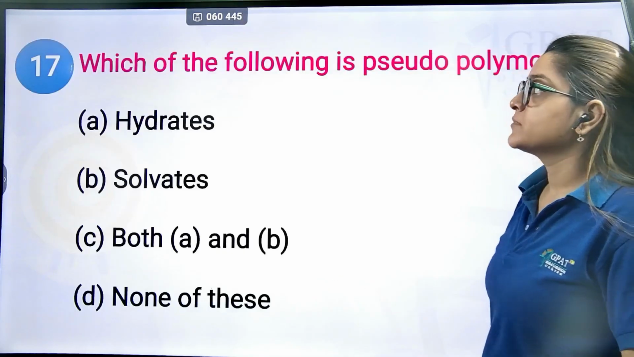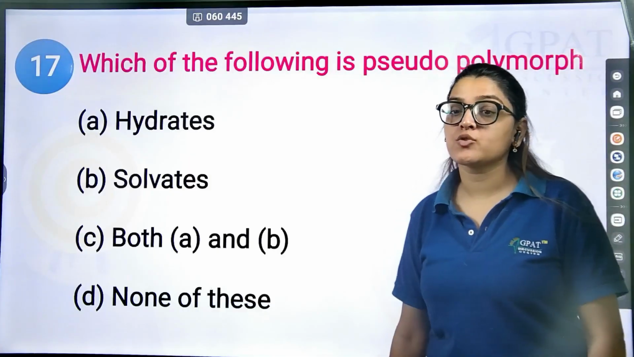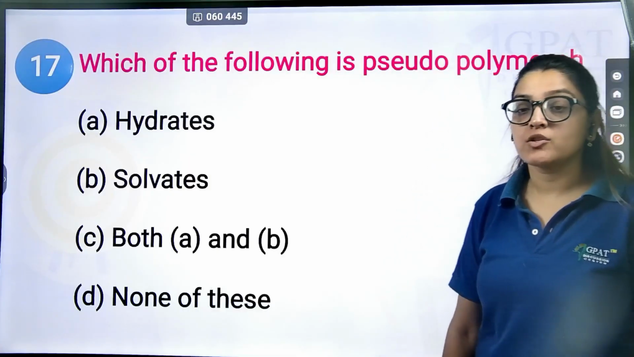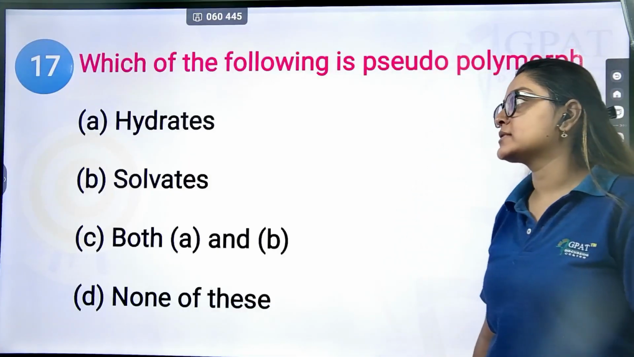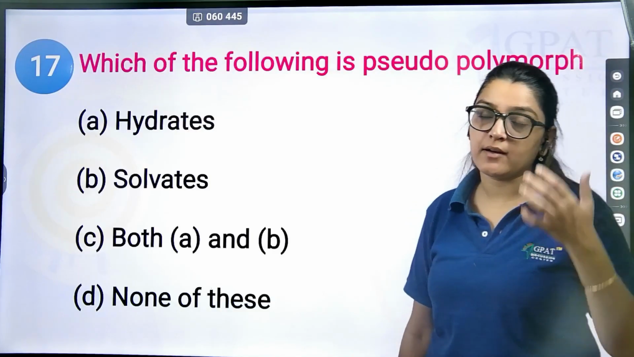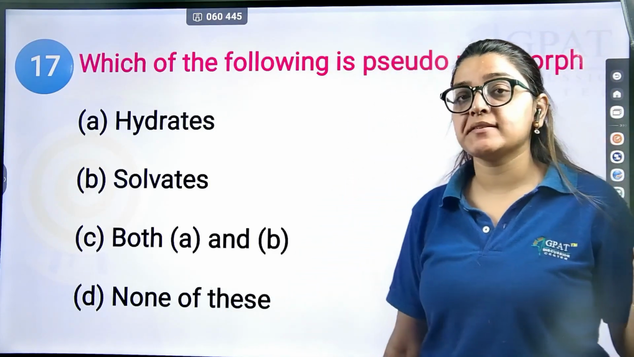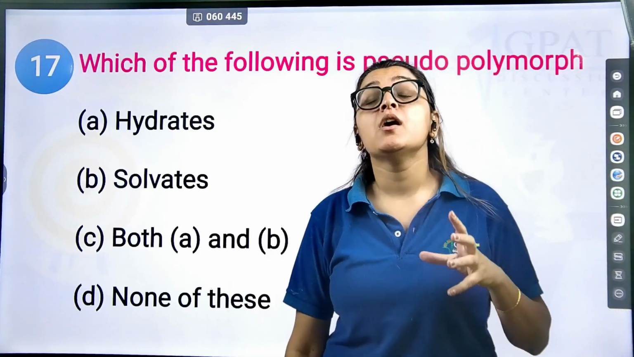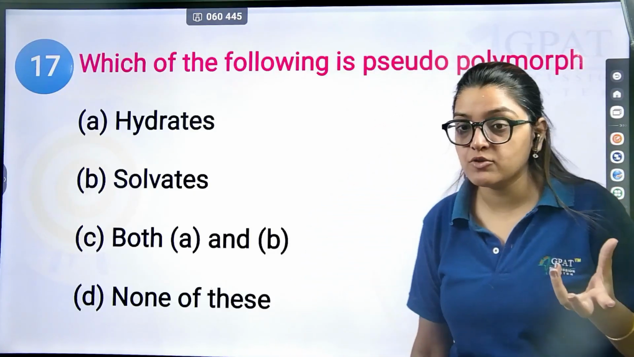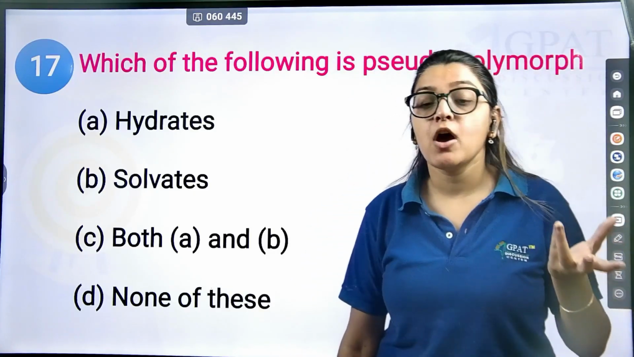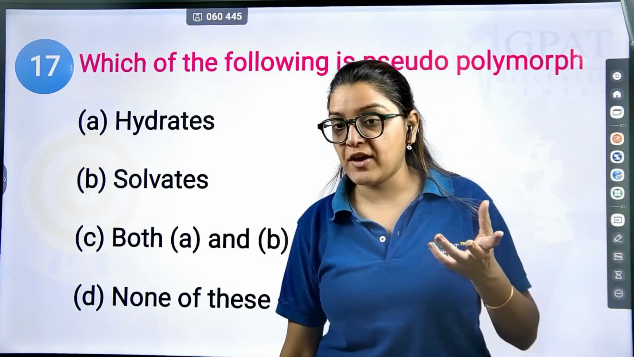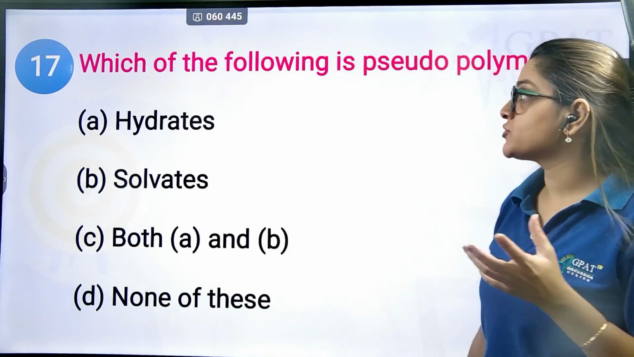Okay, now which of the following is a pseudopolymorph? Hydrate, solvate, both, or none of these. Now this question is basically a part of pharmaceutics, not necessarily biopharmaceutics, but before we judge it, the dissolution process can be changed by the change of the polymorph as well, right? So which of the following is a pseudopolymorph?